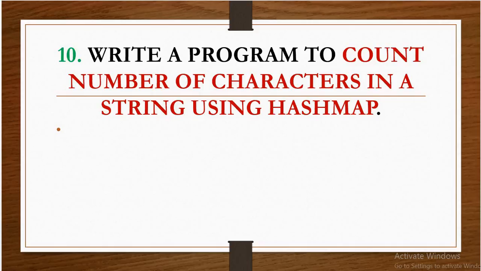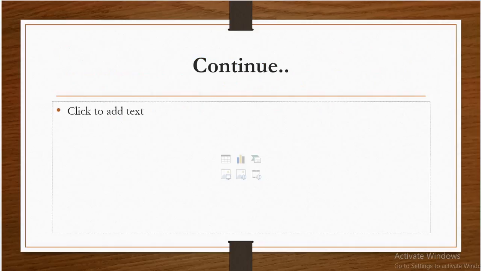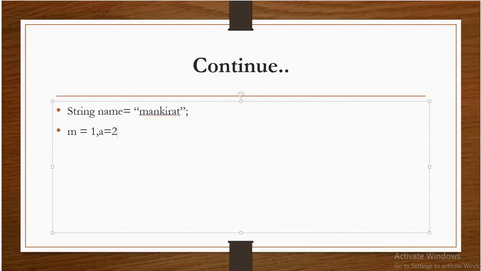Now let's see the last program, number 10. Write a program to count the number of characters in a string using a hashmap. We have one string like a name and we need to count its characters, how many times each character appears. For example, we have one string, name is equal to Mankirat. Here I need to get output like this: how many times character M is present, it's one time, and A is two times, and N is again one time, and so forth. So let us see how to write code in Java to count the number of characters in a string.